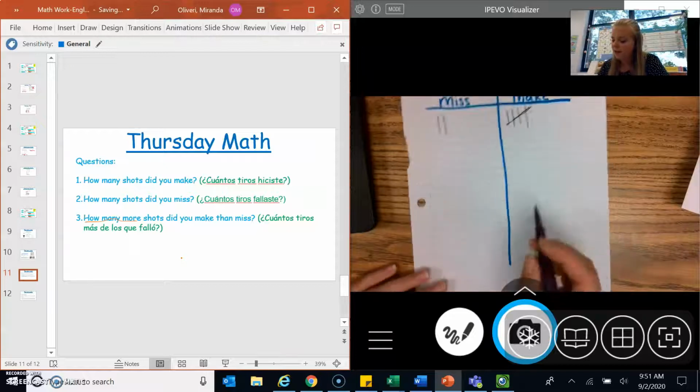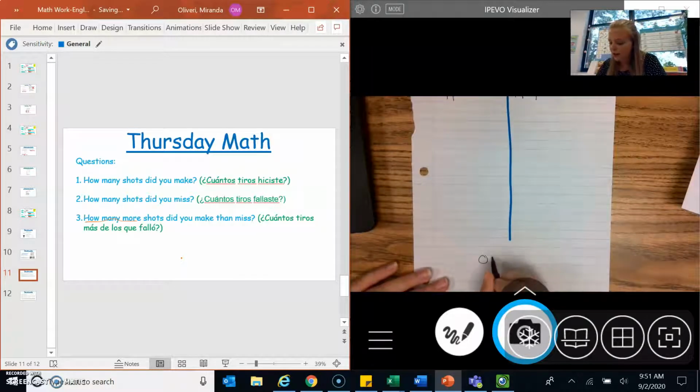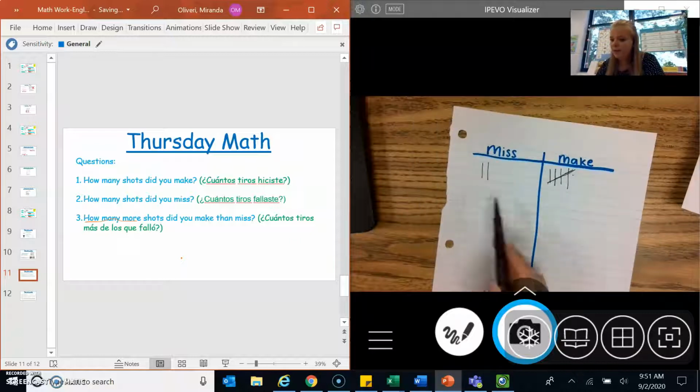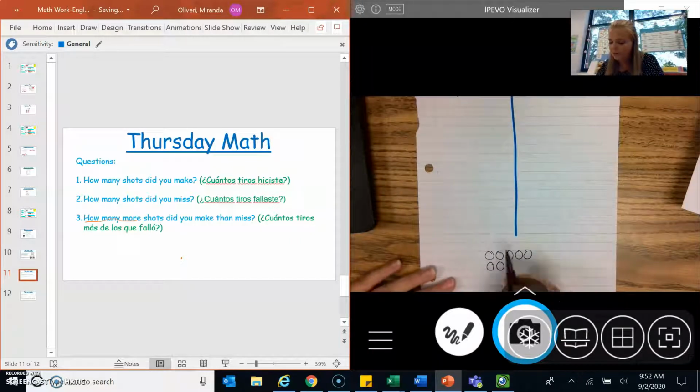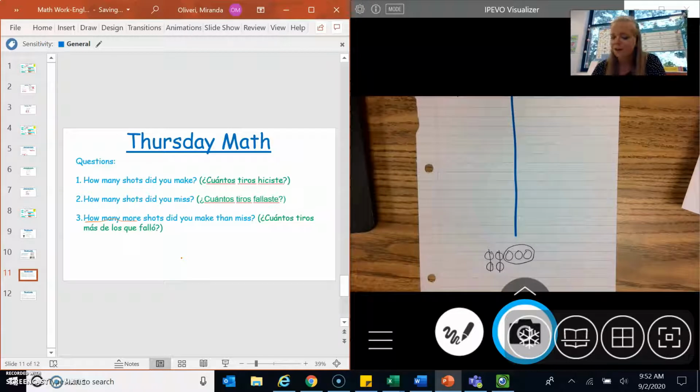So I made 5 shots. And how many did I miss? 2. What am I going to do now? Cross them out. And how many do I have left over? 1, 2, 3. So I made 3 more shots than I missed.